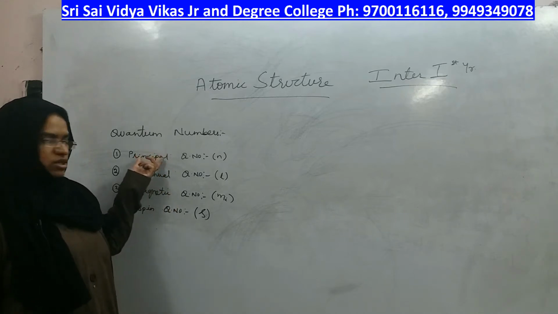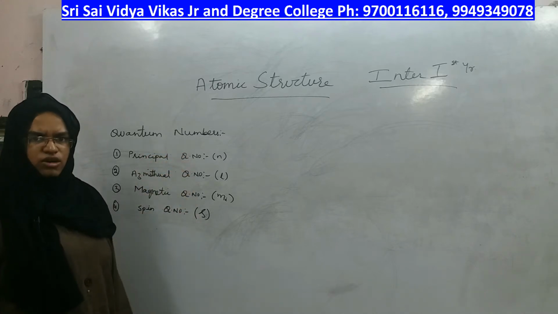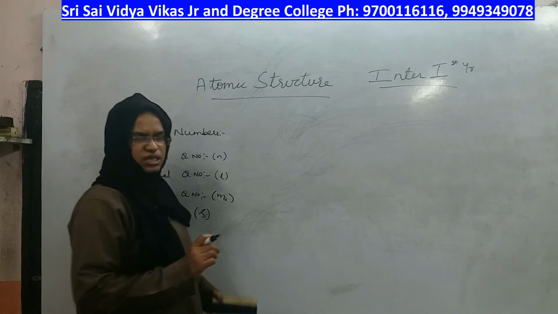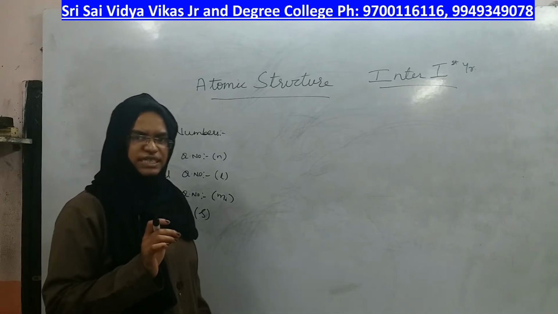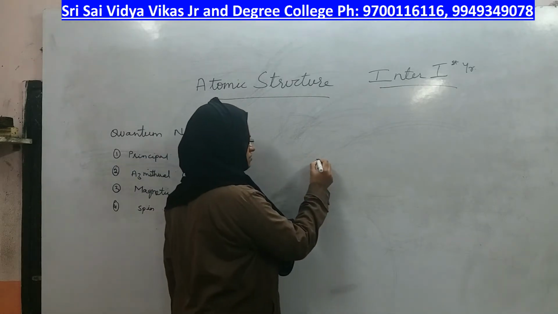Coming to the first quantum number, the name itself says it is very important, and based on the principal quantum number only, you will get the remaining 3 quantum numbers, right? So, principal quantum number is nothing but the quantum number which decides majorly the size of the shell.